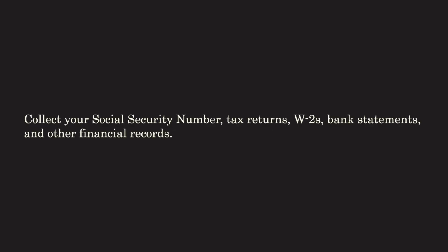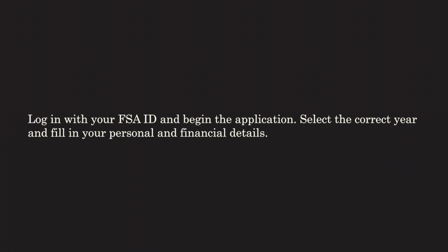That way it gives the Social Security Administration the ability to confirm your identity and for them to send you an email saying, yes, we confirm you are who you are and you are all set to complete your FAFSA application. Before filling out the FAFSA application, you're going to want to collect your Social Security number, tax returns, W-2s, bank statements, and other financial records so that when filling it out, you can compare the data or have it readily available. You will log in with your FSA ID to begin your application.